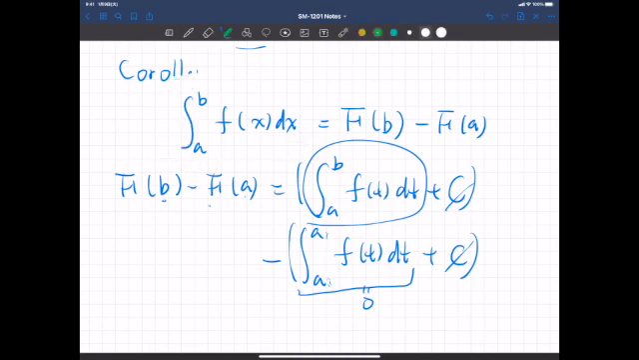Now, of course, this variable x in dx, and t in dt, whether it's x or t, it doesn't matter. This is a bound variable, so to speak. So we can use any symbols as long as it's not confusing. And the proof is done.